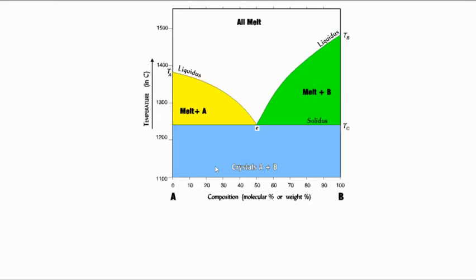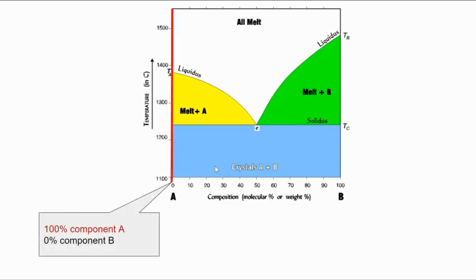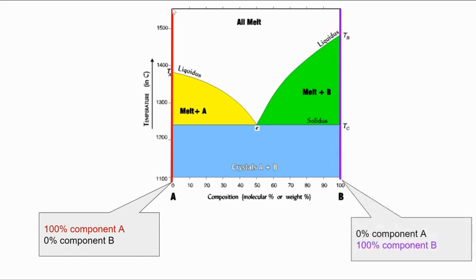So we can see that on this graph, if I'm looking for where I have 100% of component A, that would be this far vertical boundary on the left side of the binary phase diagram. At this point, I have 0% of substance B, which means it would be 100% of substance A. So the left-hand boundary of the binary phase diagram indicates where it's a pure substance A. The right-hand boundary would show where it's 100% of component B, a pure element, and 0% of component A.